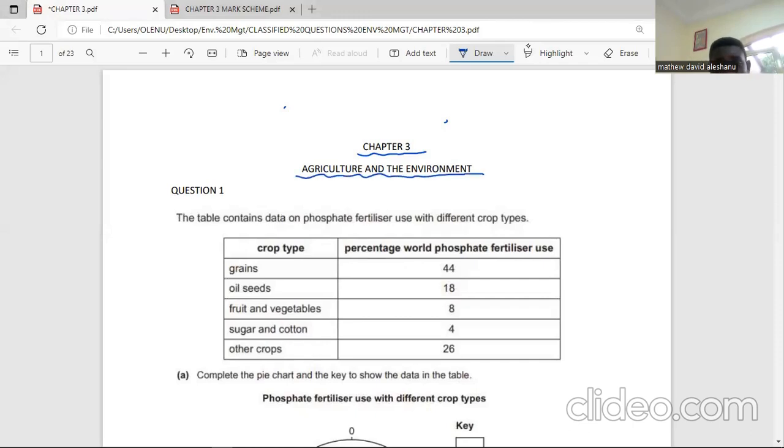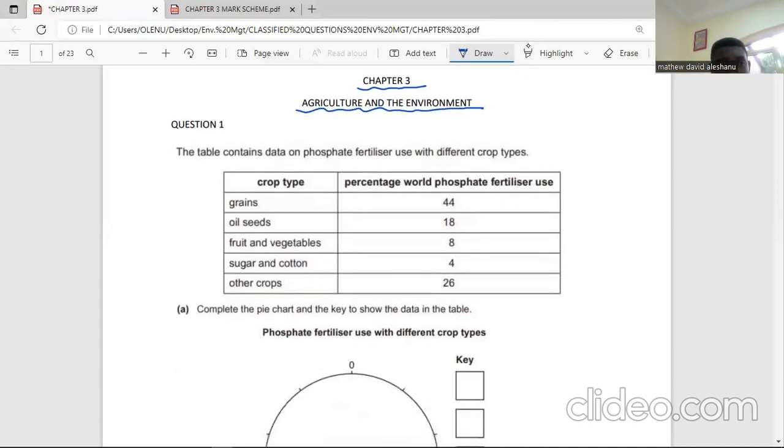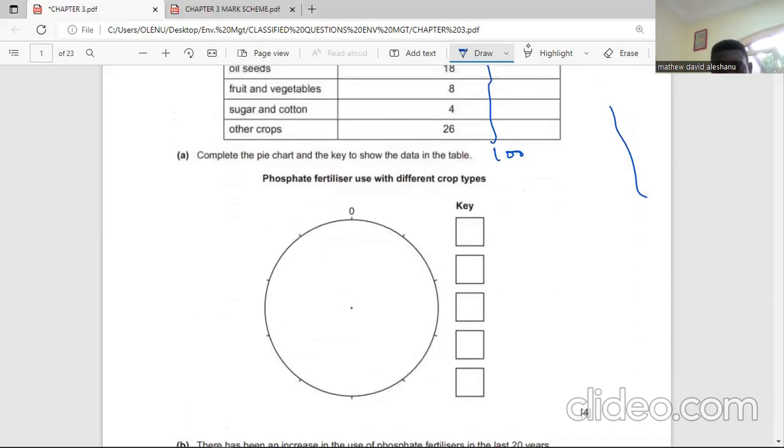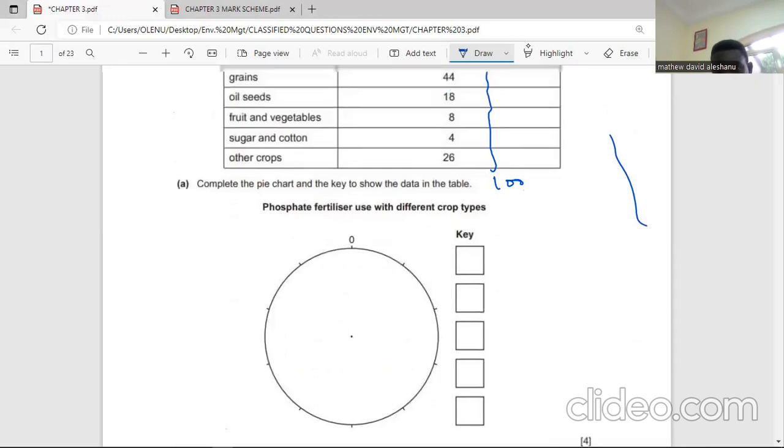Now, agriculture and its environment, that's chapter 3. First, look at this first question. It says the table contains data on phosphate fertilizers used with different crop types. You have the crop type and the percentage of world phosphate fertilizers used. If you add all these values together, 44 plus 18 plus 8 plus 4 plus 26, it will give you 100. The first question, a 4-mark question, says complete the pie chart and the key to show the data in the table.